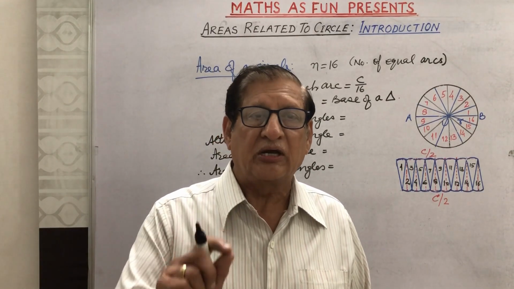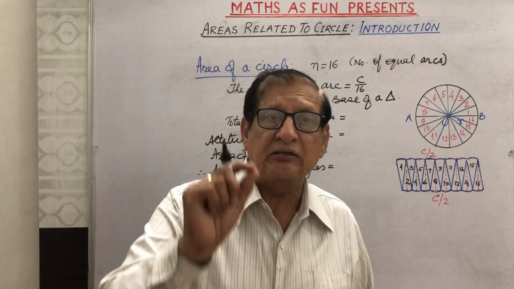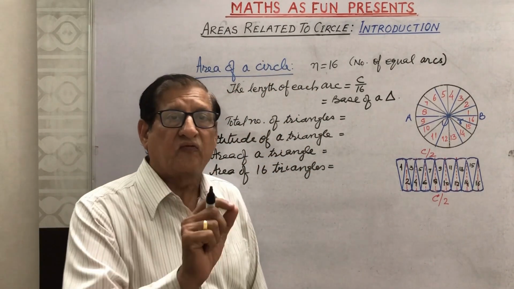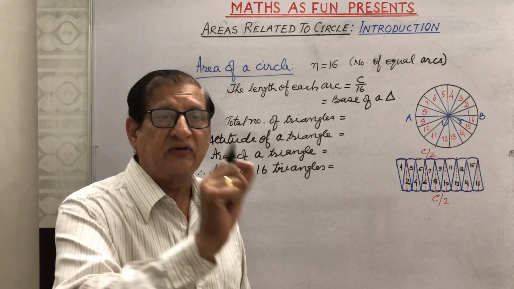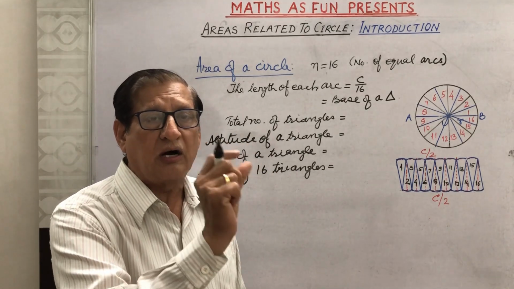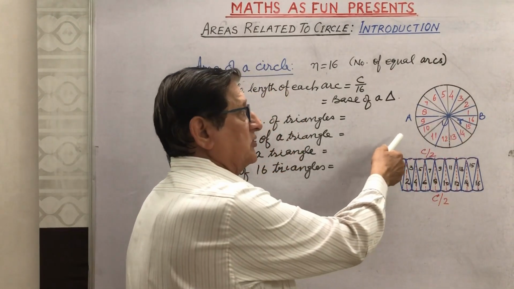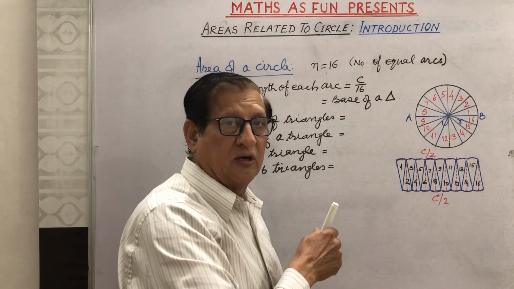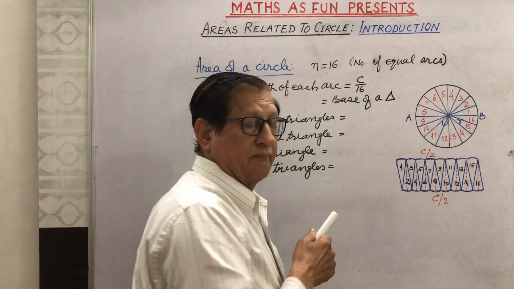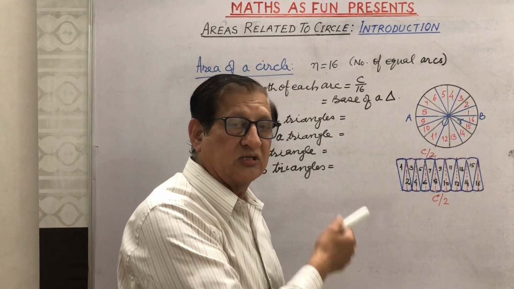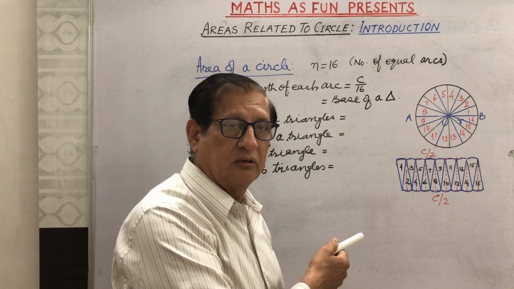Now we discuss the area of a circle. To find the area of a circle, we can find an easy way: we can divide it into smaller arcs. If we divide it into many arcs or sectors, that will give us the accuracy of the area of the circle.